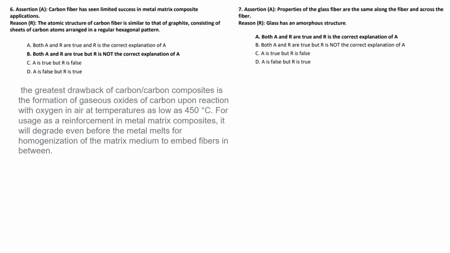That is, its properties are the same in longitudinal direction as well as transverse direction. The explanation behind this is given as that glass has an amorphous structure. So both of them are true. Glass is amorphous, and amorphous substances are known to be isotropic. And having properties the same in all the directions is actually what isotropic material means. So both of these statements are true, and this is the correct explanation for this one, because amorphous actually means isotropic materials, and this is actually what is required for being an isotropic material.